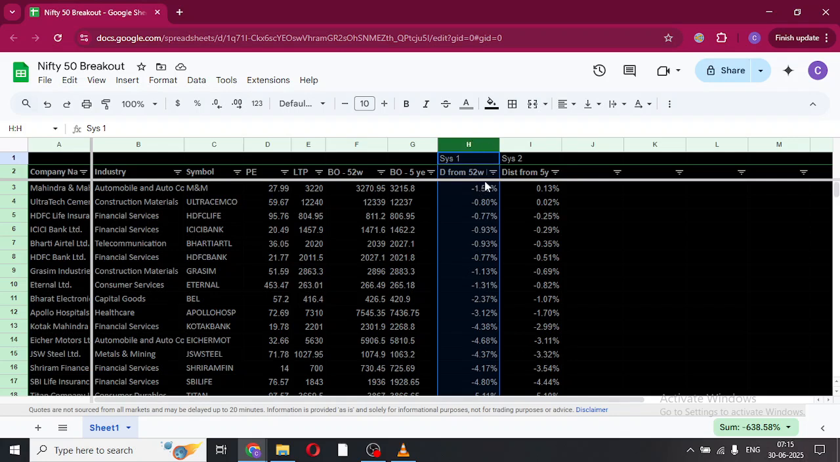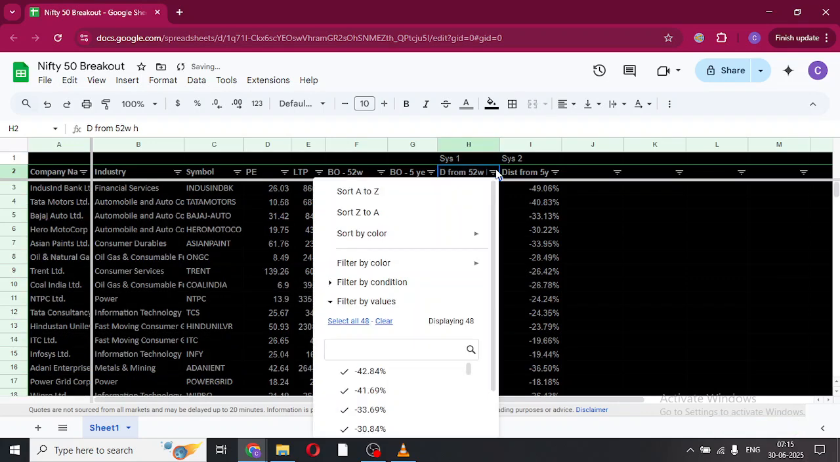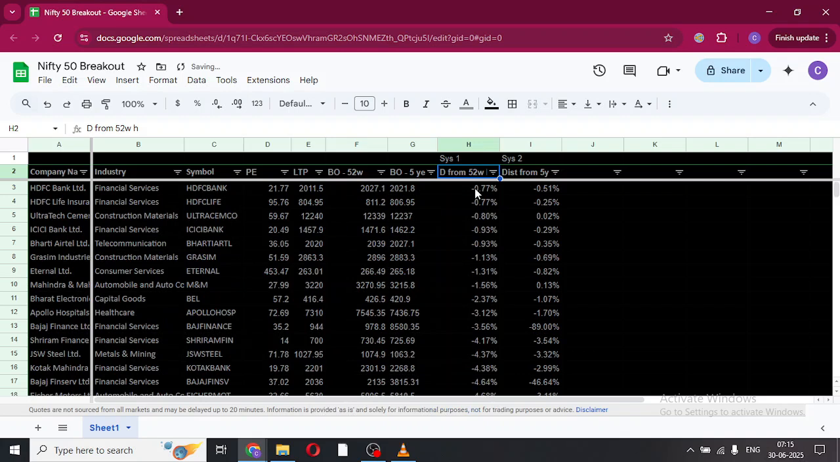So let's say this is your system. You try to find stocks. It's a simple setup, and these are the stocks which are trading at almost a 52-week high as of 30th June 2025. The stocks are HDFC Bank, HDFC Life, Ultratech, ICICI, Bharti, Grasim. Zomato has been shown here also because it was listed more than 1 year back. So these are the stocks.